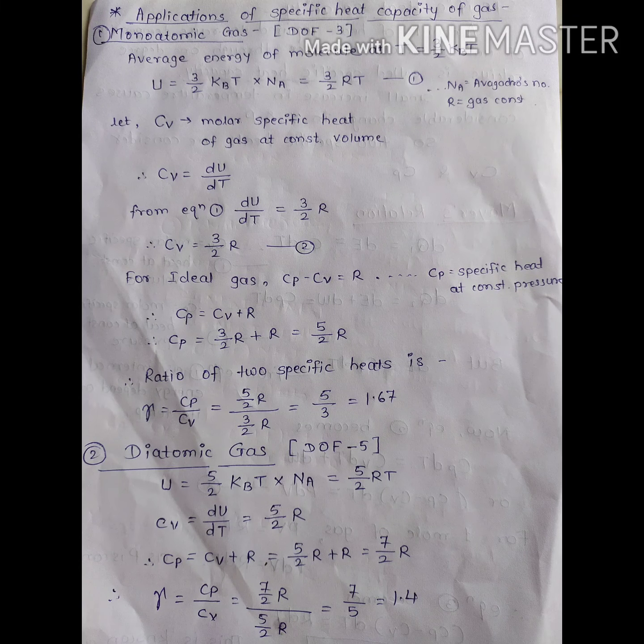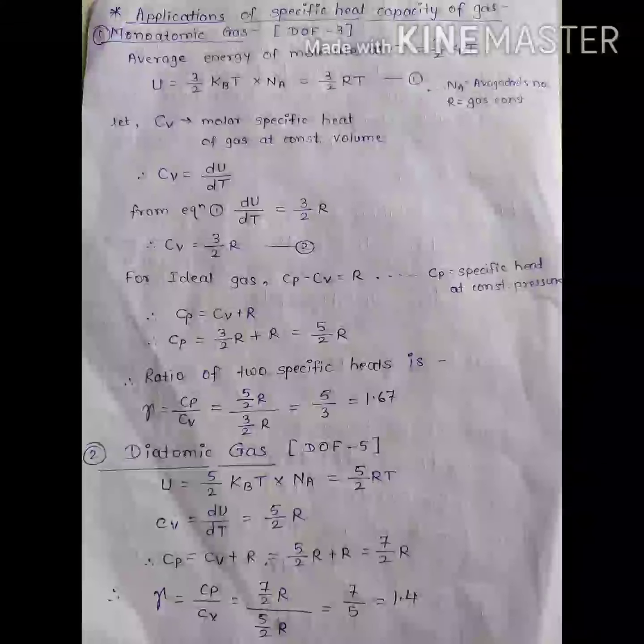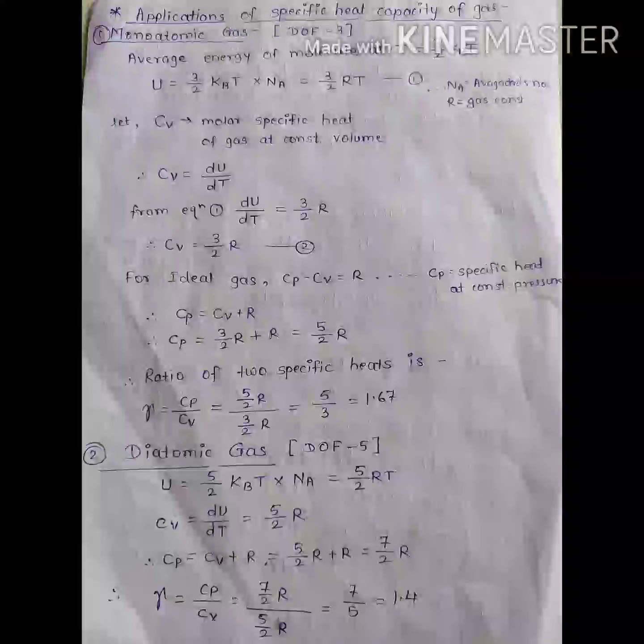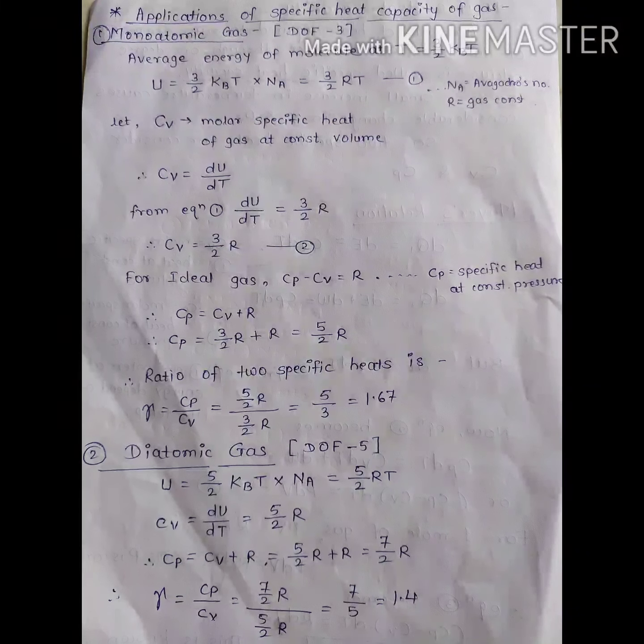Now it is time to derive the ratio of the two specific heats, that is gamma. Gamma = Cp upon Cv = 7/2 R divided by 5/2 R. Here R gets cancelled, 2 gets cancelled, therefore the ratio becomes 7/5, which is equal to 1.4. Here Cp and Cv are nothing but the specific heats at constant pressure and at constant volume.